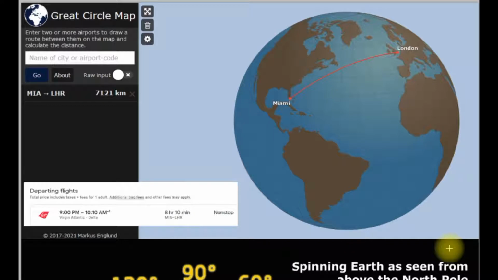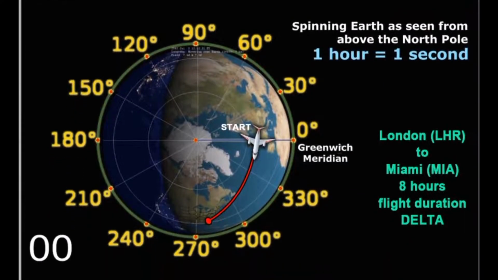Our very first flight, let's look at this London to Miami flight. Here's the flight route as it is shown on the Great Circle Map website. This is the view from the top, looking from above the North Pole. We have here the center, the North Pole right here. We have the prime meridian, London being right here, Miami. And remember, this is the starting point. This flight takes 8 hours, a flight by Delta. And we're gonna go ahead and start the timer.